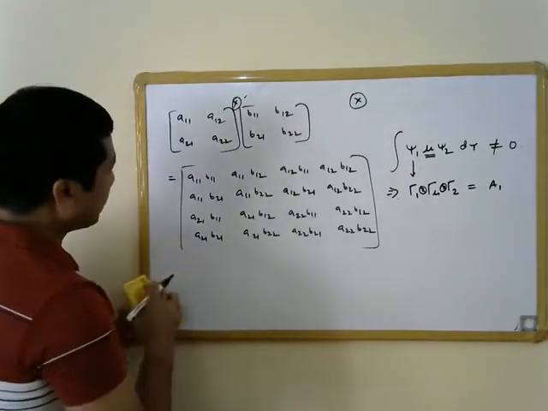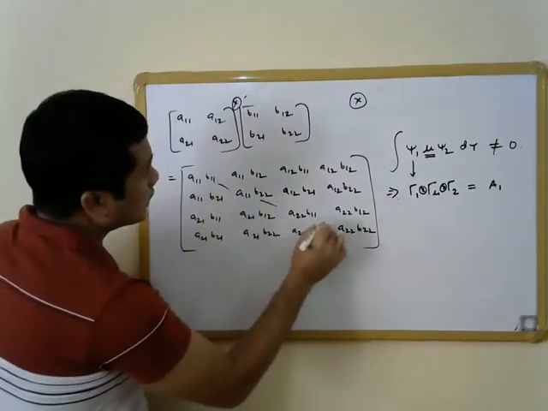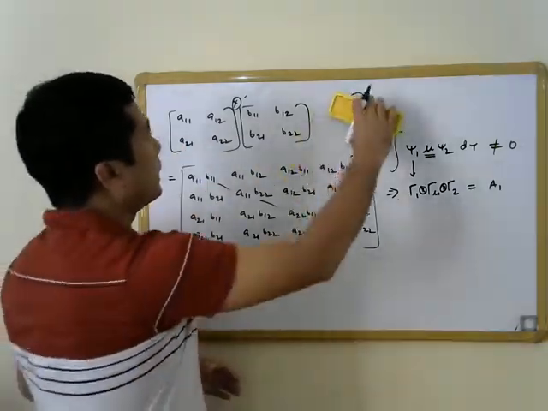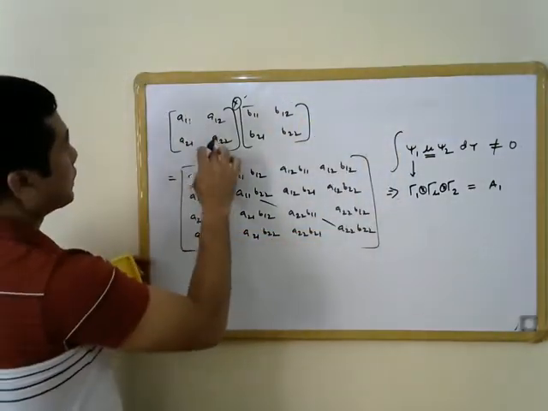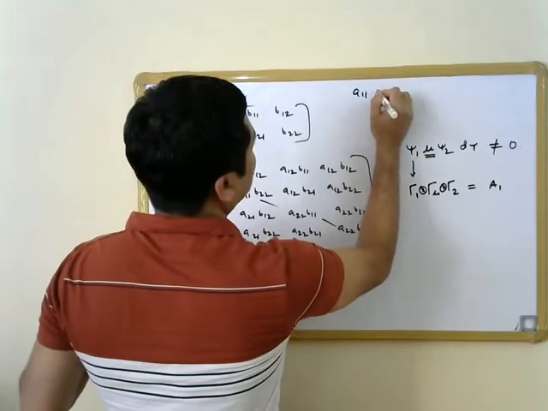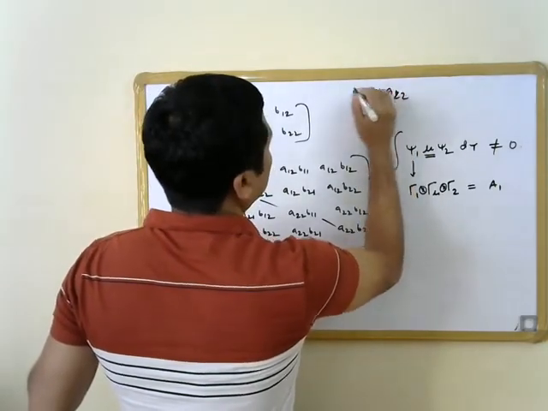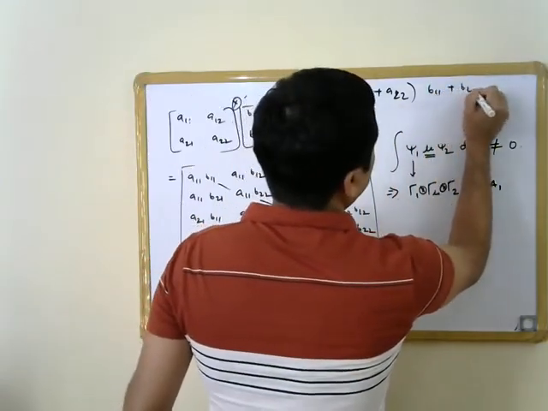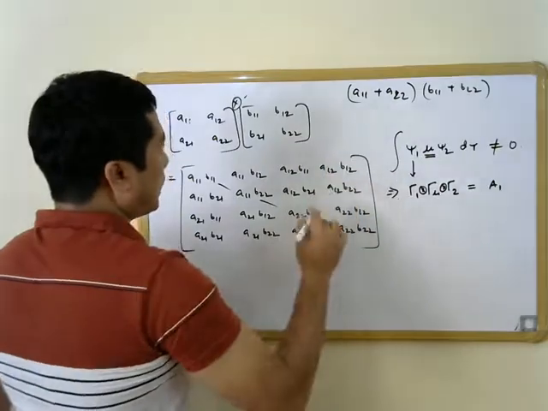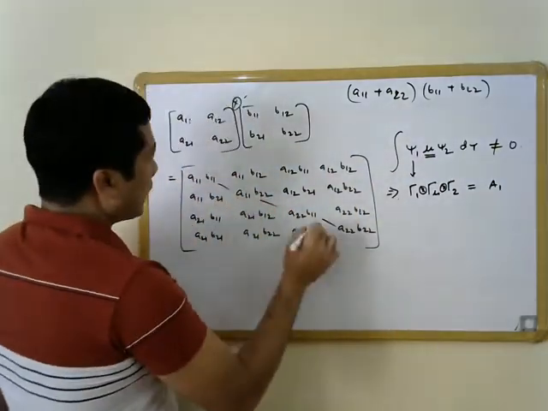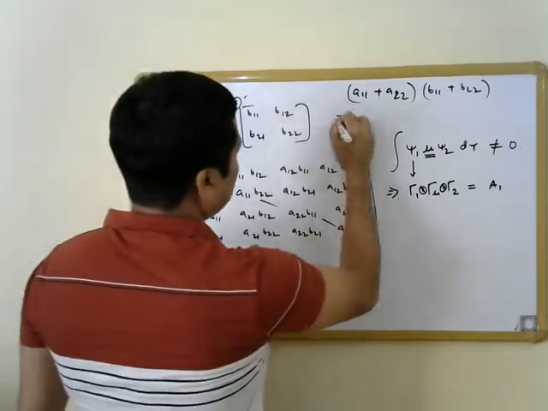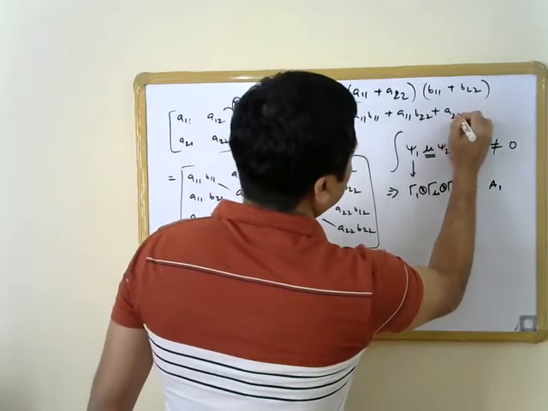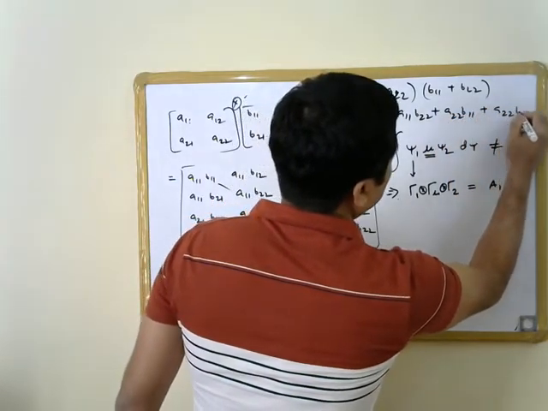This problem can be simplified if we look at the character of the resulting matrix that we obtain after doing the direct product of these two matrices. The character of the first matrix is A11 plus A22, while the character of the second matrix is B11 plus B22. When we multiply these two terms, we get the character of the resulting matrix, equal to A11 B11 plus A11 B22 plus A22 B11 plus A22 B22.